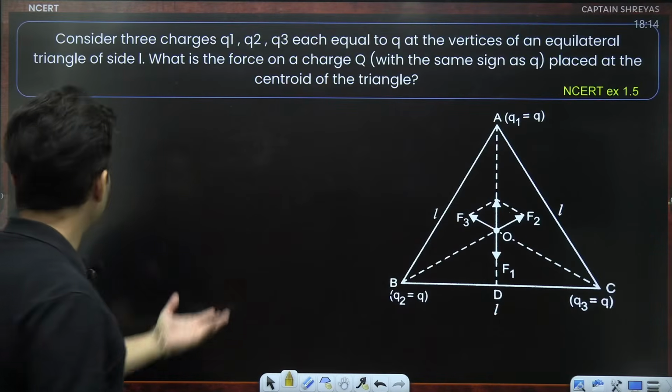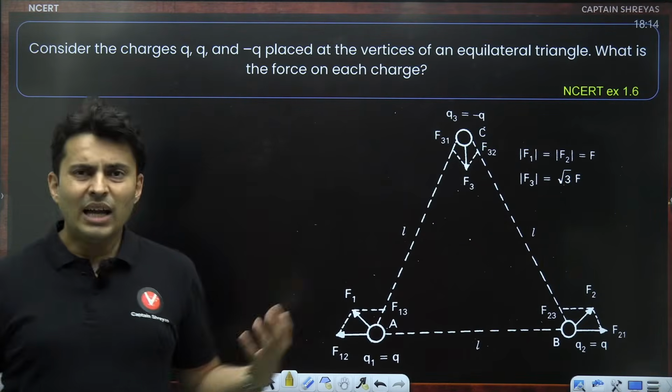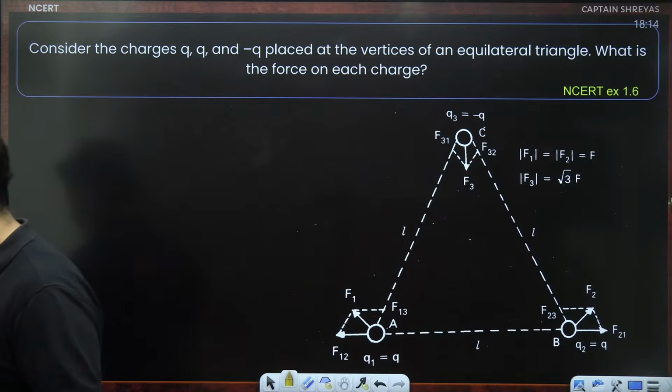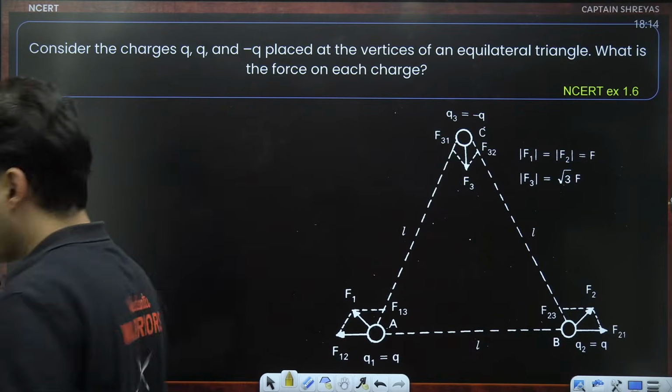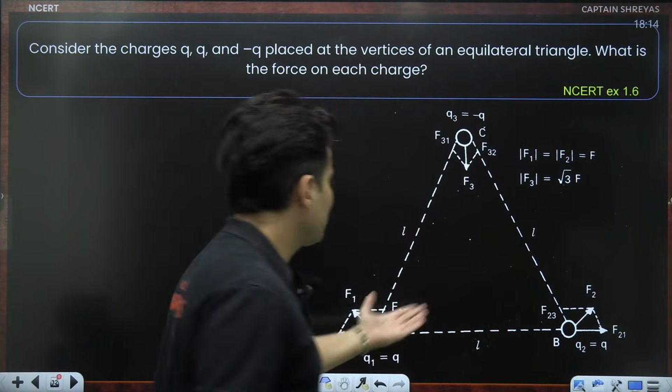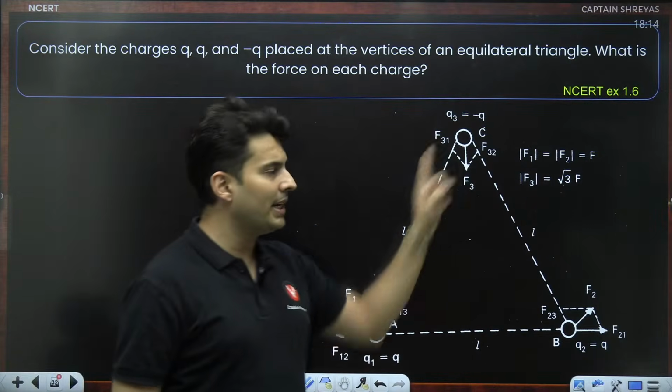Even for the next example, the answer is 0 for this, and I won't use vector form. Why? Because what is there? Instead of Q, Q and Q, there is Q, Q and minus Q.